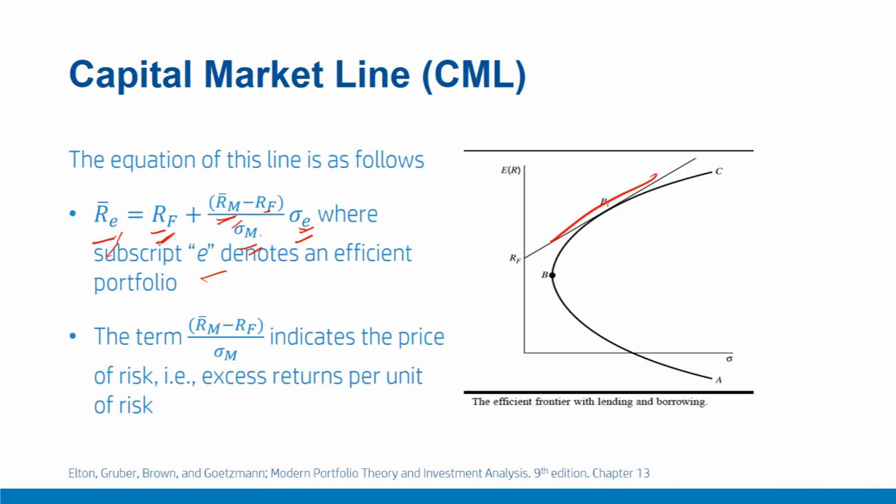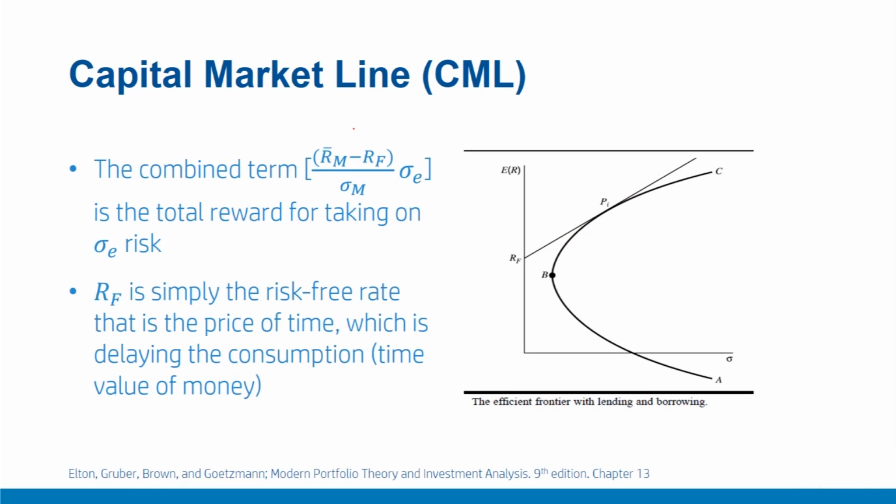Let's focus on the term on the RHS, which is (RM bar minus RF) upon sigma M into sigma E. This term has two components. The first part is (RM bar minus RF) upon sigma M, which indicates the price of risk, that is, excess return RM bar minus RF per unit of risk, which is sigma M. That is, for taking market risk. Please remember the risk-free asset, that is RF, has no risk.